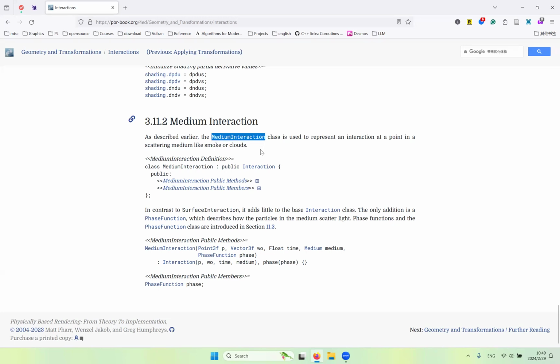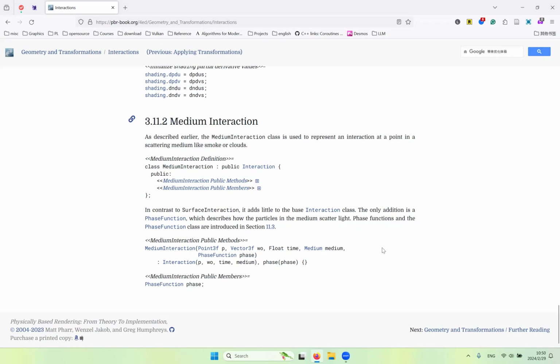Medium interaction represents an interaction at a point in a scattering medium like smoke or clouds. So it's volumetric stuff. It doesn't add any of those partial derivatives to the interaction, but instead it adds a phase function member, which will also be described in a much later chapter, when we talk about volumetric stuff.